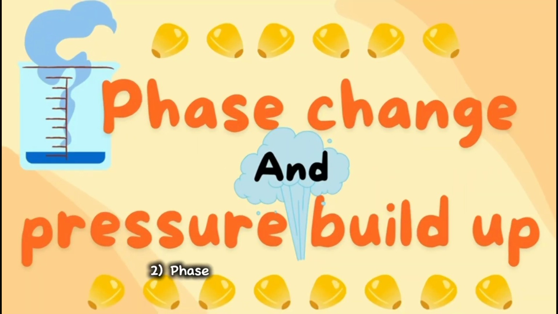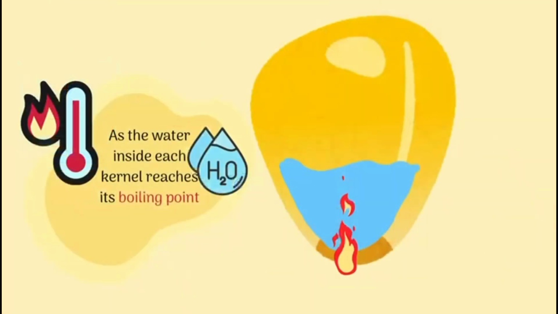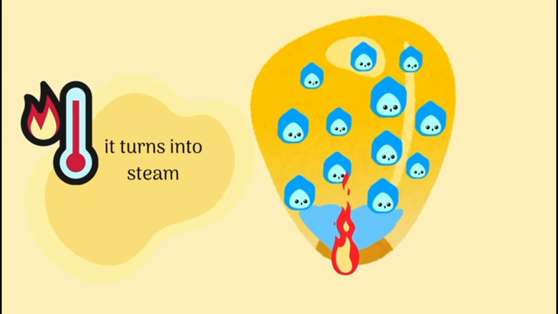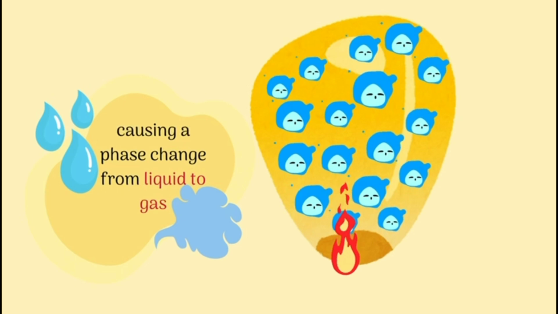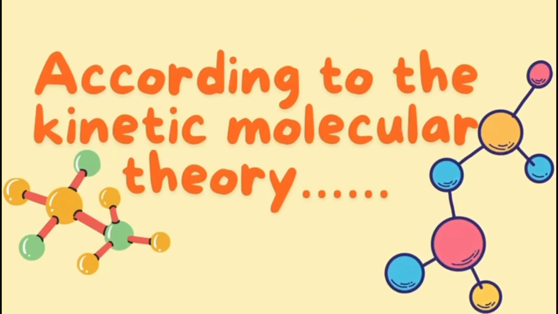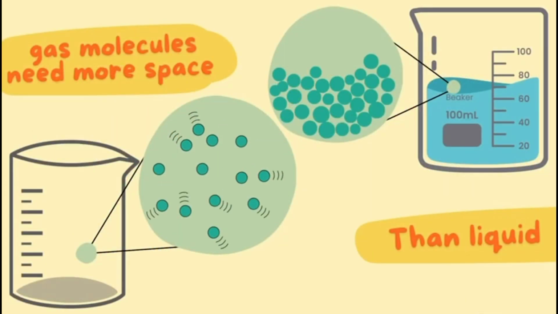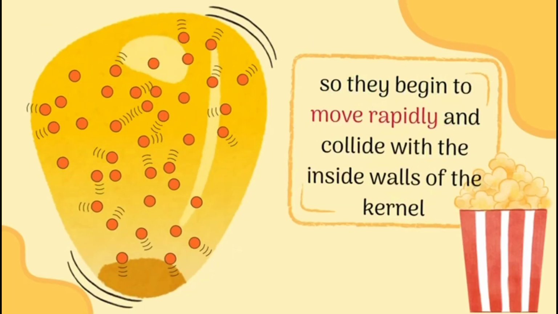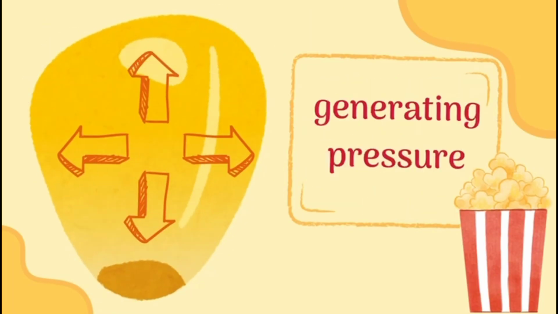2. Phase change and pressure buildup. As the water inside each kernel reaches its boiling point, it turns into steam, causing a phase change from liquid to gas. According to the kinetic molecular theory, gas molecules need more space than liquids, so they begin to move rapidly and collide with the inside walls of the kernel, generating pressure.